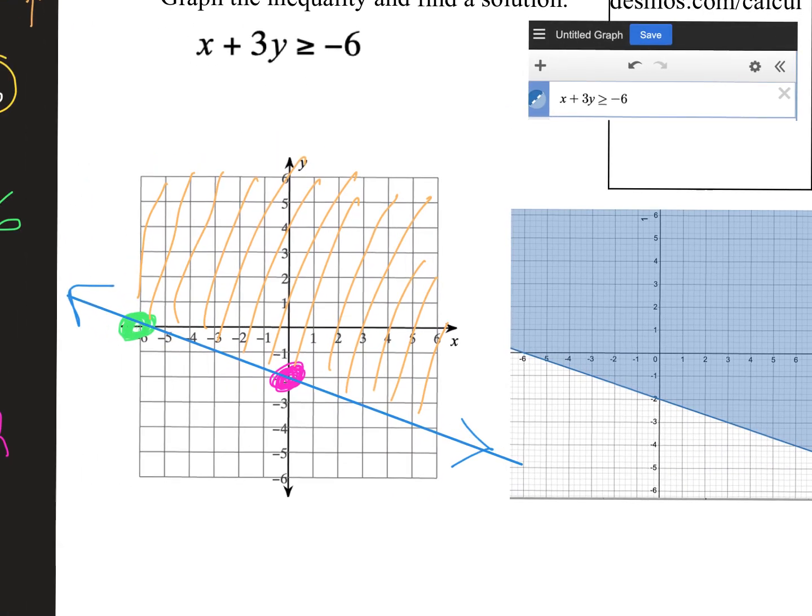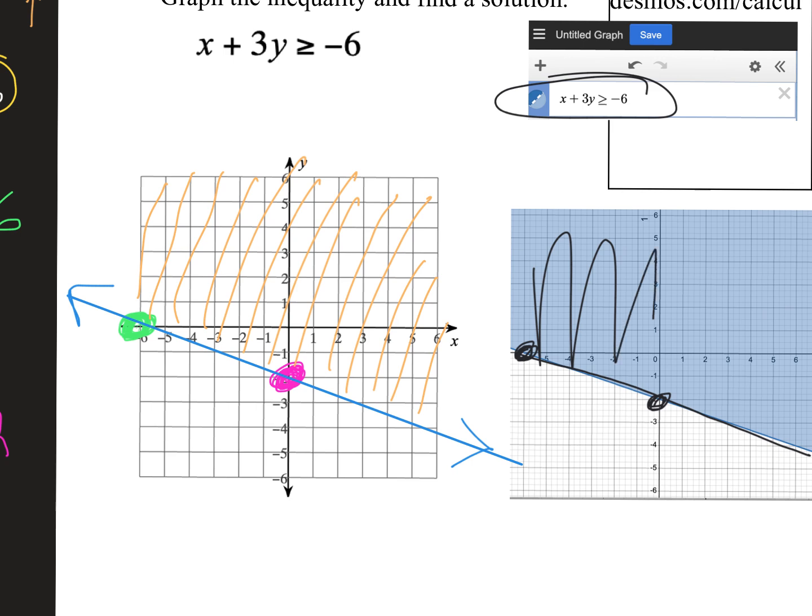And of course, there's always a way for us to check using our Desmos graphing calculator. So look, I typed the inequality into the Desmos graphing calculator. You can see that I have the same x and y-intercept. You can see I have a solid line, and you can see that they shaded it up, so I know that I did it right.